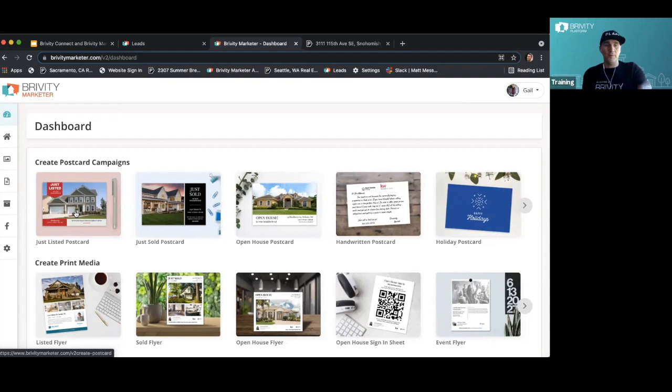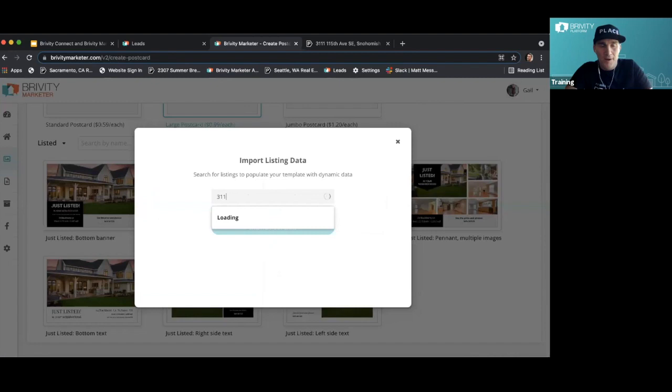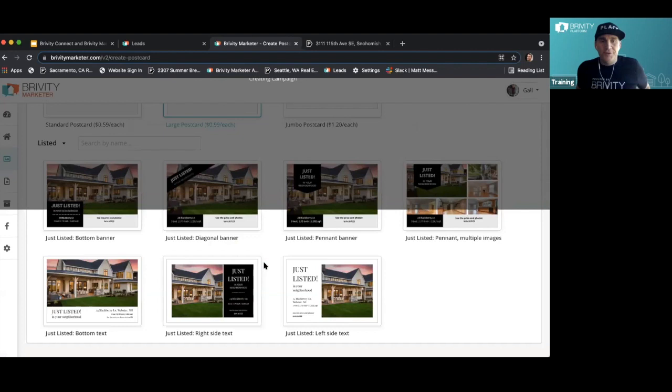All right, so the postcard. Let's say I'll use Shannon. Shannon, you take a listing tomorrow, right? Or maybe you've got one today since you want to run an ad. We can very easily create a just listed postcard campaign for you. So we could come in here and say, I want to do a 6x9 campaign, this style right here, on my listing at 311 115th in Snohomish. Boom, create my postcard.